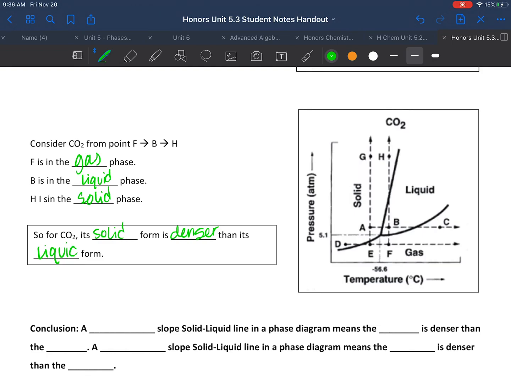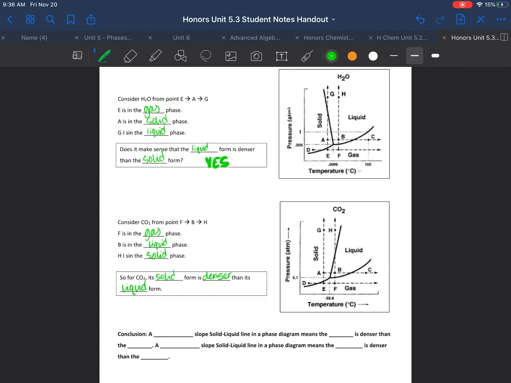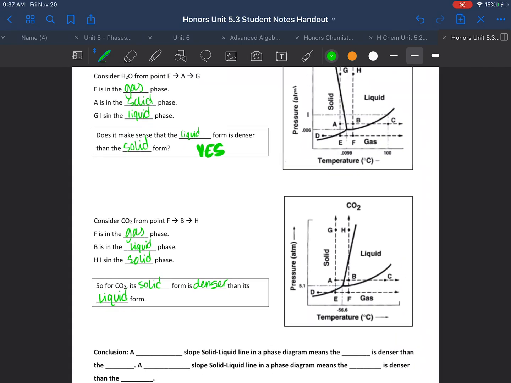And so we can draw a conclusion from this, because there are subtle changes in these curves. Maybe you can spot that right away, but it has to do with the slope. What we can say is that if the slope is positive for the solid-liquid line, then the solid is going to be denser than the liquid, which here in CO2 we have a positive slope and its solid was denser than its liquid. If you have a negative slope like water, the opposite trend: the liquid is going to be denser than the solid.